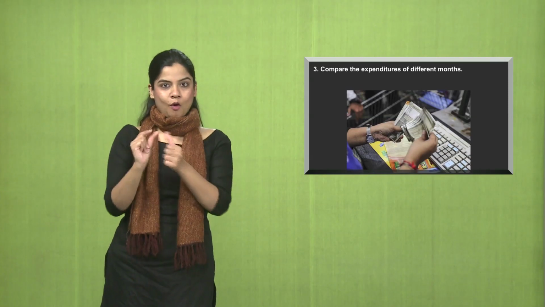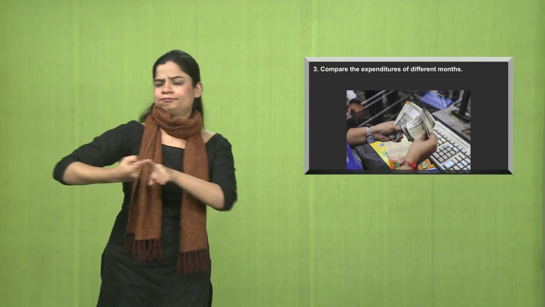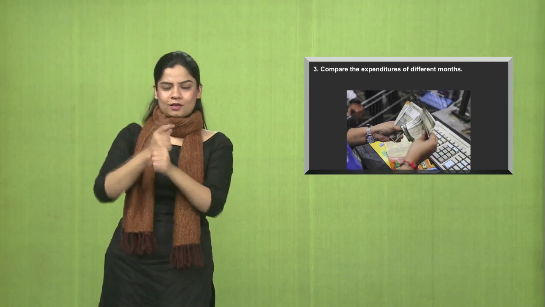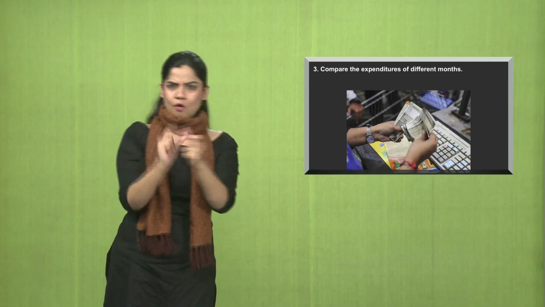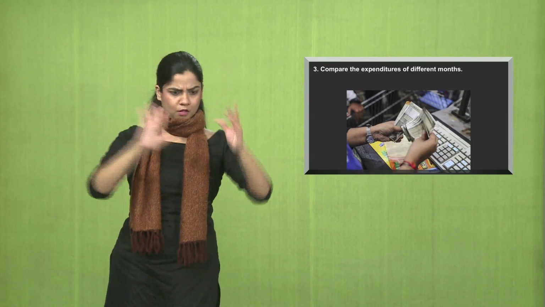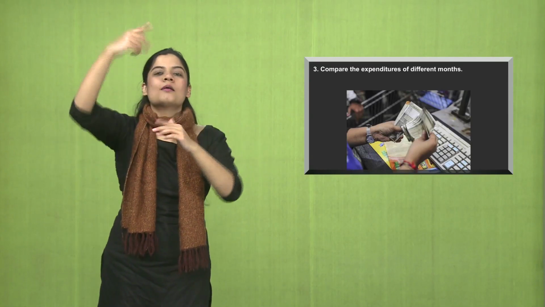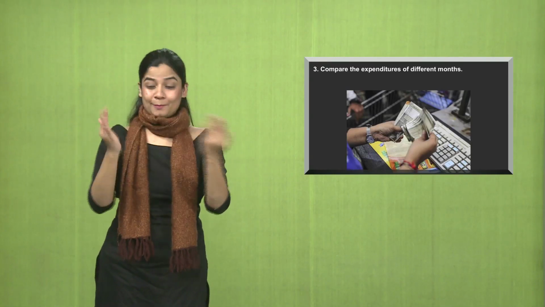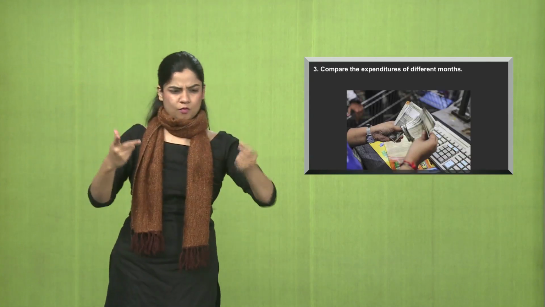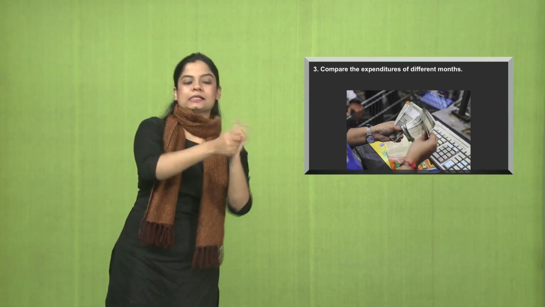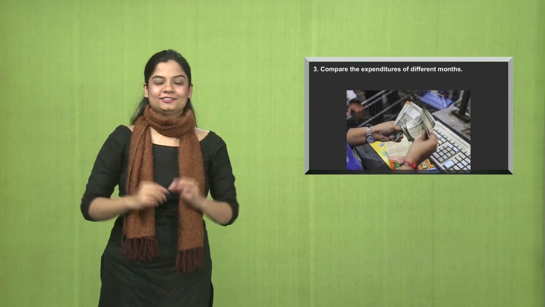Third is comparing the expenditure of different months. You can compare, for example, June and July, the two months you have checked, and check the expenditure of both the months that you've written down. It will help you in understanding where exactly and why you have spent more, and it will help you in saving your money better. Without comparison, you cannot know that, and you may go in loss. So it's important that you always write it down, and it helps you in comparing different months.